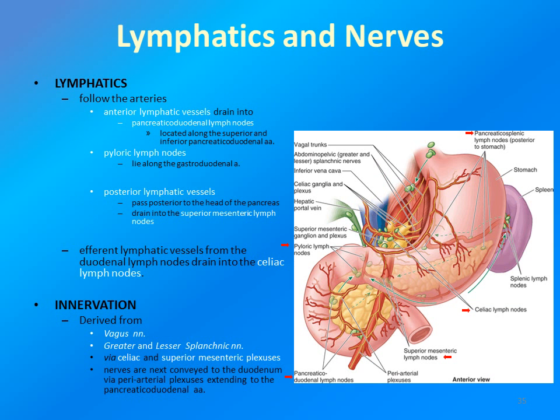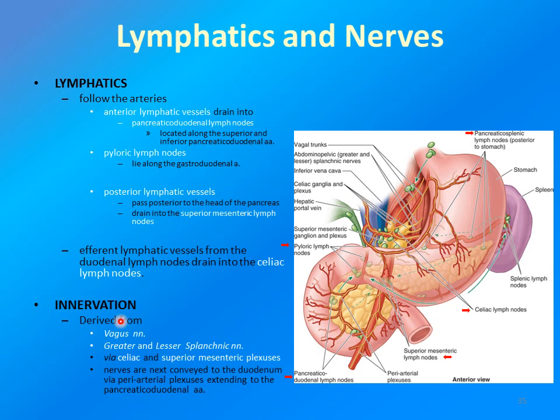As usual, the lymphatics follow the arteries, so the anterior lymphatic vessels will drain into the pancreaticoduodenal lymph nodes, the pyloric lymph nodes, and the posterior lymphatic vessels will pass posterior to the head of the pancreas and drain into the superior mesenteric lymph nodes. Efferent lymphatic vessels from the duodenal lymph nodes drain into the celiac lymph nodes.